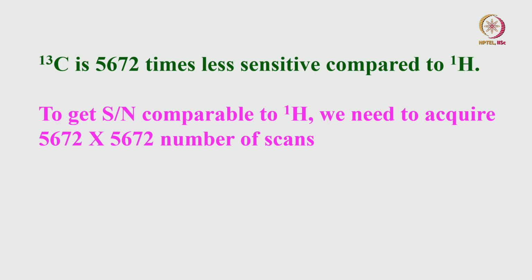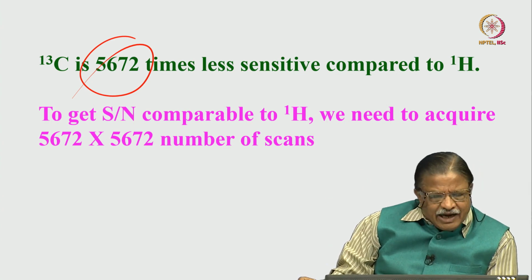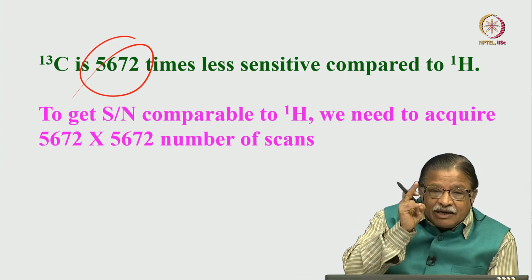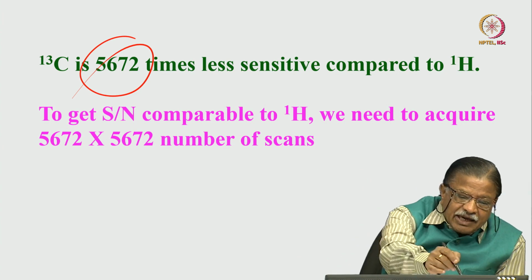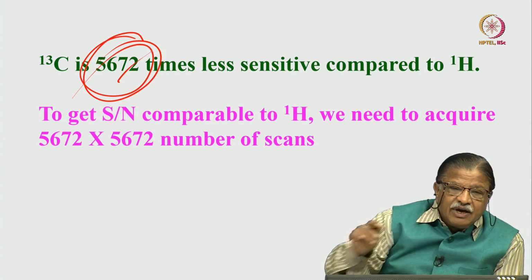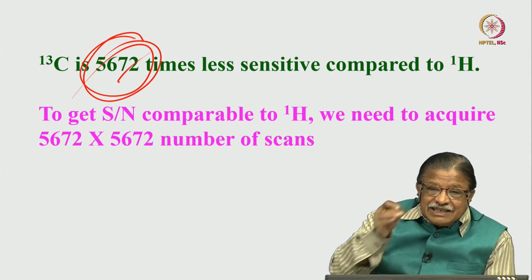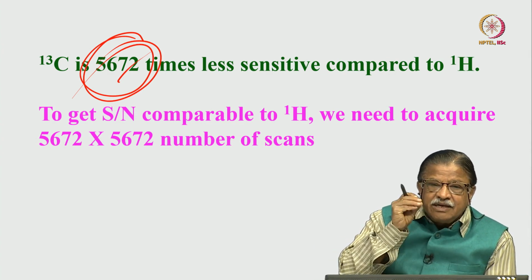So, as a consequence, it turns out to be 5672 times less sensitive compared to that of proton. Remember, if I have a sample, keeping every parameter identical, including relaxation time and varieties of things, if I take 1 minute to get a proton spectrum, in reality, assuming that everything remains the same, I must take 5672 times that. That is much more, very time consuming. That is because the sensitivity of the carbon is much smaller.